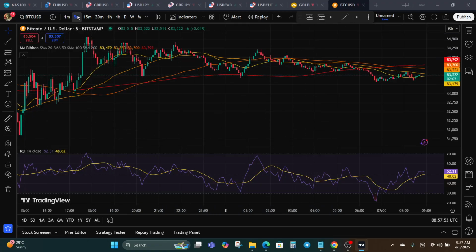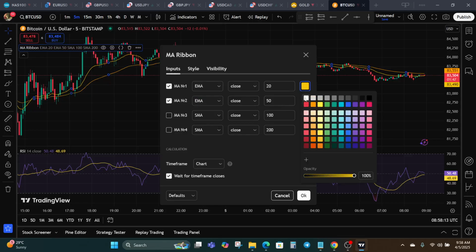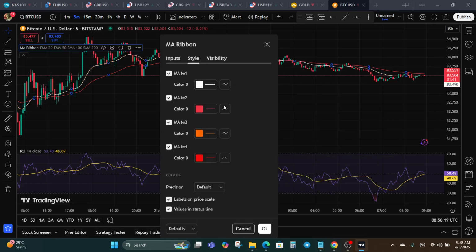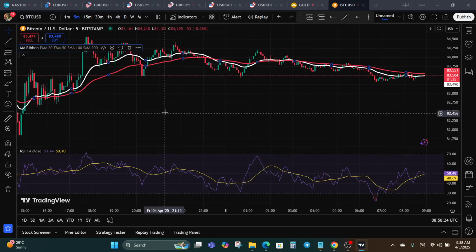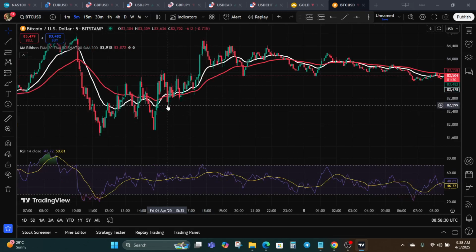So you start with a 5-minute chart of any crypto pair. It could be BTC USD, it could be ETH USDT, or even high volume altcoins. Then you ensure that you apply the right EMAs to the chart. We're going to be using the 20 and 50 period EMAs. The 20 EMA is the short-term trend indicator, while the 50 period EMA is the medium-term trend guide.